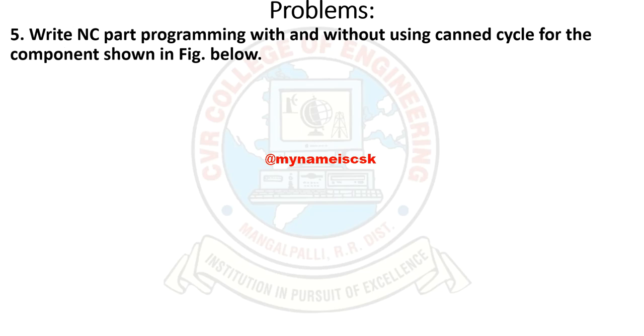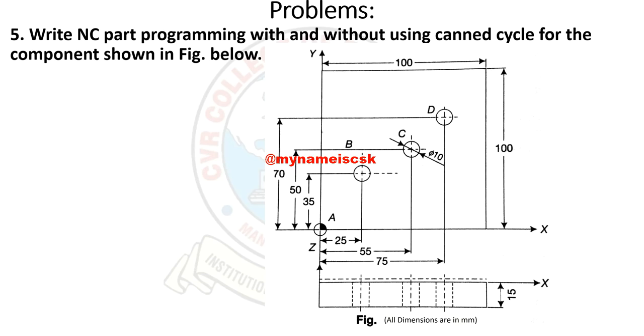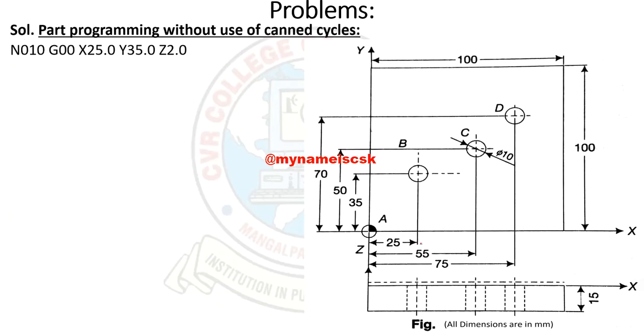So fifth problem, same thing. In this problem we have to use with can cycle and without can cycle. The problem I have taken directly from the textbook. So first we write the coordinates. What is the x coordinate, and what is the y coordinate. So here they have told that the total height is 15 and we are taking a clearance of 1 or 2 mm. It is a square block of 100 comma 100.